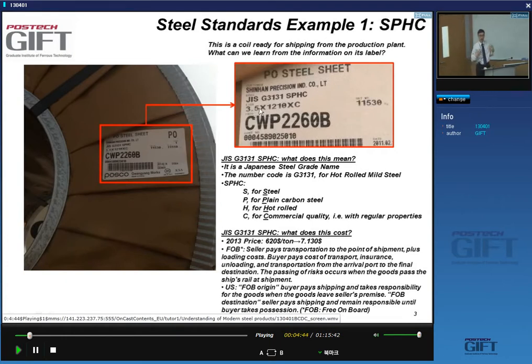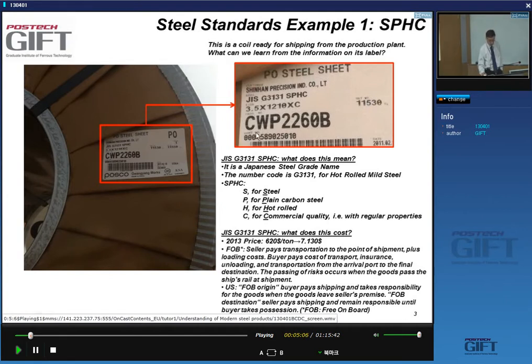And it also gives me the size of the dimensions, the thickness, excuse me, and the width of the sheet material, and the weight of this coil, about 11.5 tons of steel. So what is this?